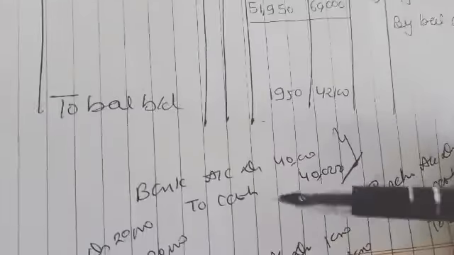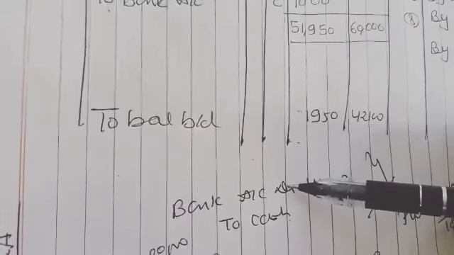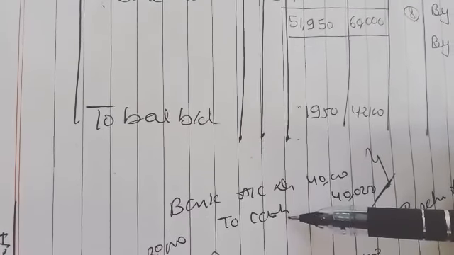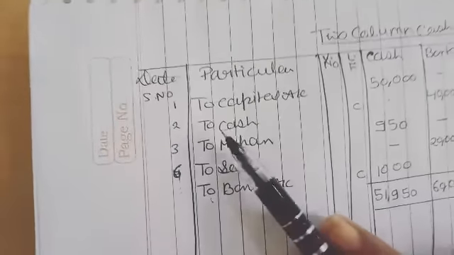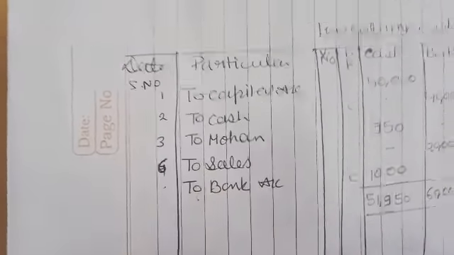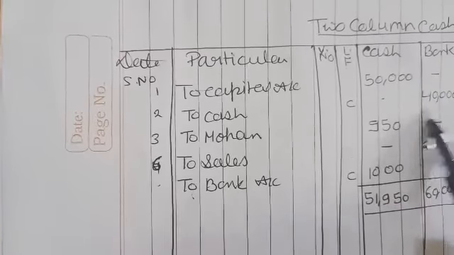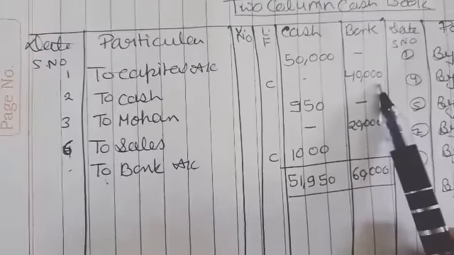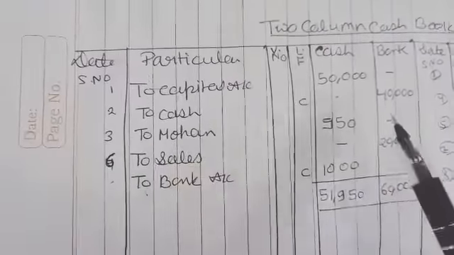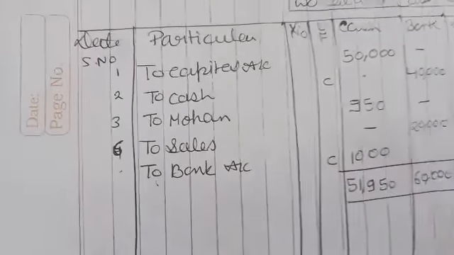Firstly, we can see that bank account debit to cash, as bank is on the debit side, so to cash will be written on the debit side of the bank column. We will write to cash and in the bank column 40,000. Okay, to cash and 40,000.